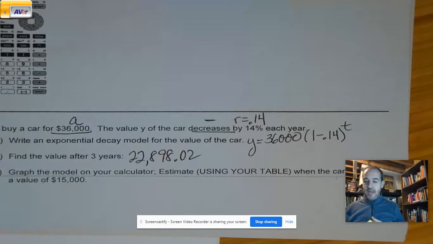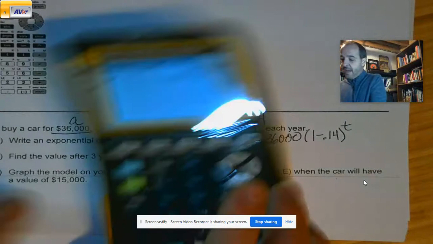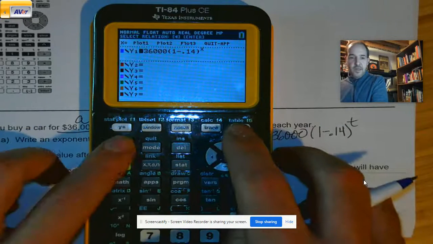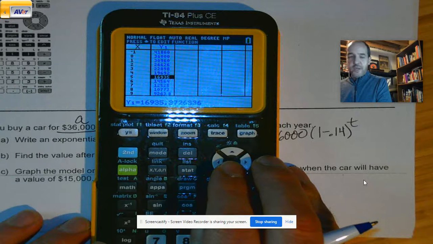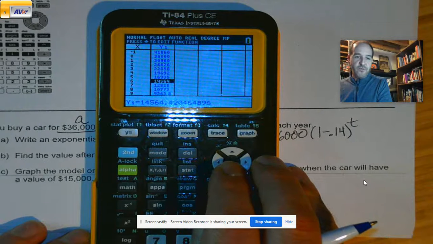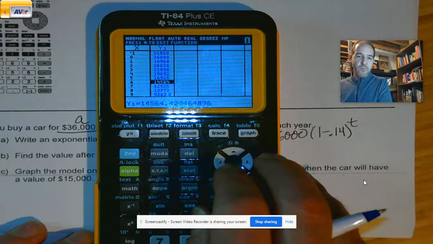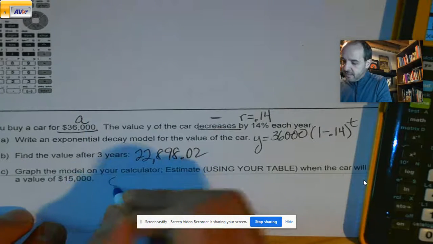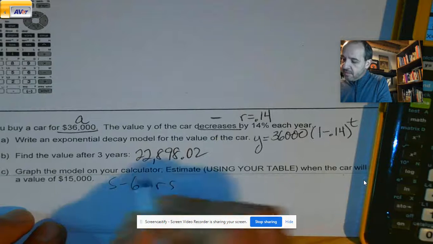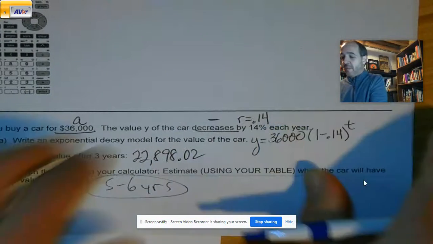So graph the model on your calculator and see, if we move Hardy's head out of the way here, we might be able to see when the car will have a value of 15,000. Okay, let's go back to the y equals. We don't really need the graph. We just need the chart because we remember now we're looking to see above 15,000, below 15,000. So somewhere in here, we went below 15,000, between 5 and 6 years. Okay, keep it simple. That's the key today.